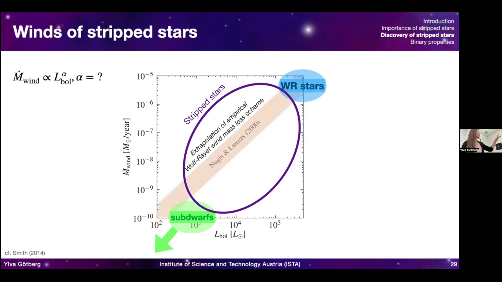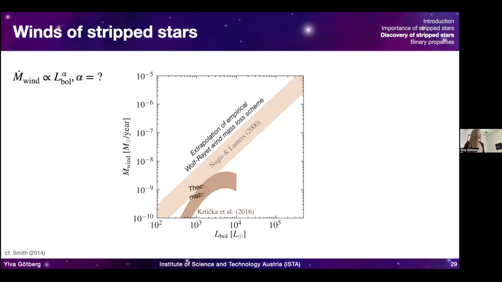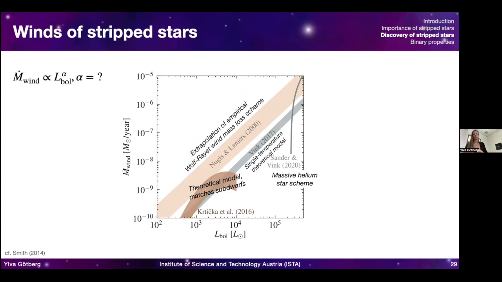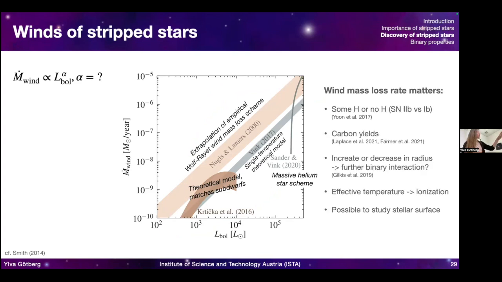What I started to work with was extrapolation of the empirically determined Wolf-Rayet wind mass loss rate from Nugis and Lamers. But there is also this scheme that is a theoretical model that matches subdwarf wind mass loss. It doesn't go higher than about a few thousand solar luminosities, so we cannot really use it so far there. This is a single temperature model. It's maybe the most appropriate. There is also follow-up work from the same authors, but it's really just for the massive helium stars.